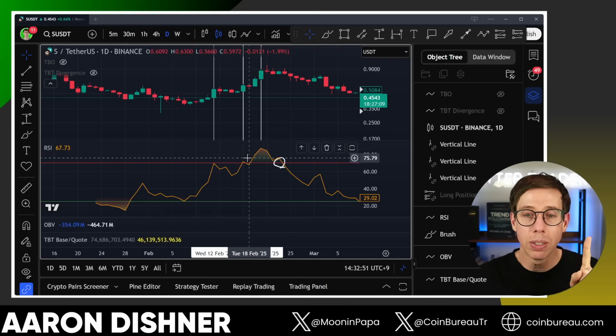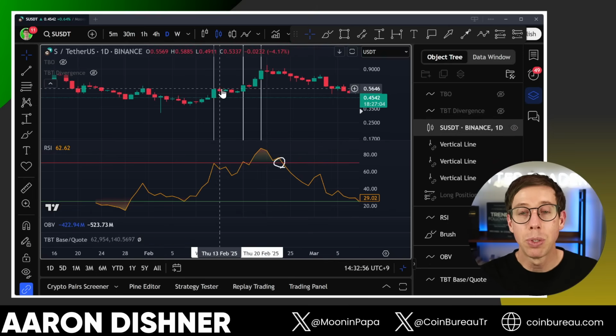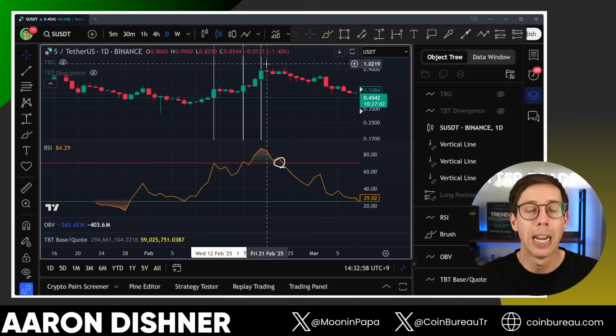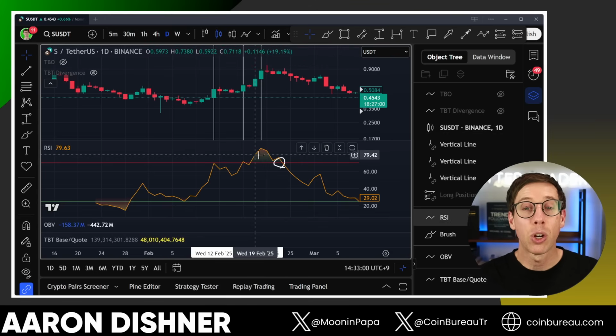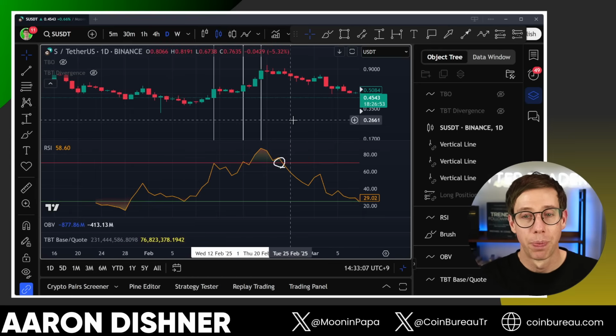But just because RSI flips to being overbought does not mean that's the top. Sometimes you'll see the price continue to go up higher and higher and higher. These are great reminders that the chart is extremely overheated, overbought. Consider taking some profits off the table.